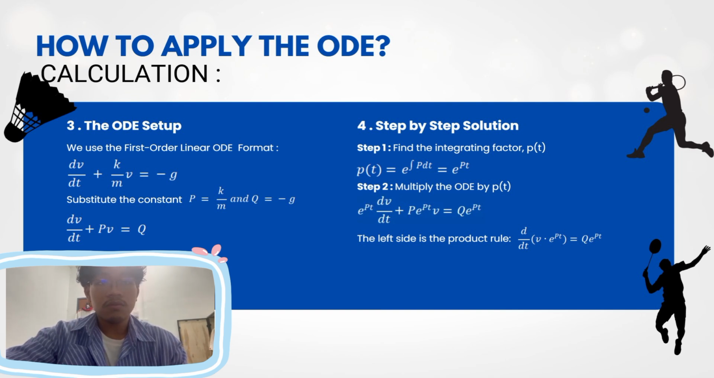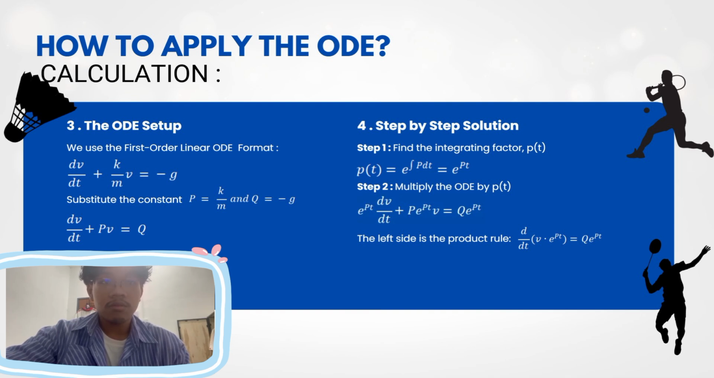Okay, so the step-by-step solution. Step 1: we need to find the integrating factor, which is mu of t. So mu of t is equal to e to the power of the integral of p dt. We integrate p dt, which gives e to the power of pt.